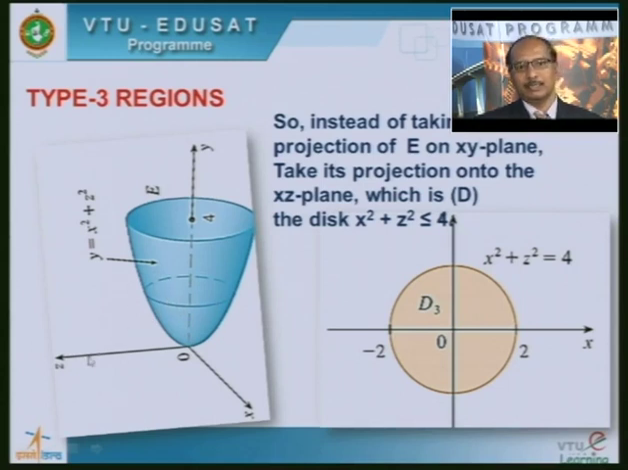Looking from the z axis angle, its projection is a parabola. Looking from the y axis to the xz plane, it is a circle. So we got a circular region D.